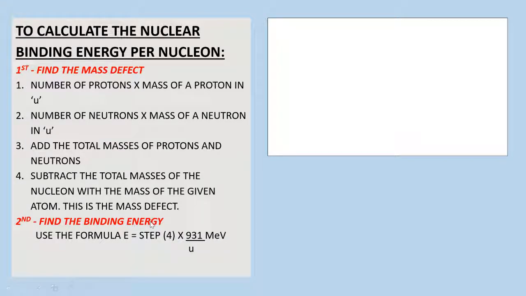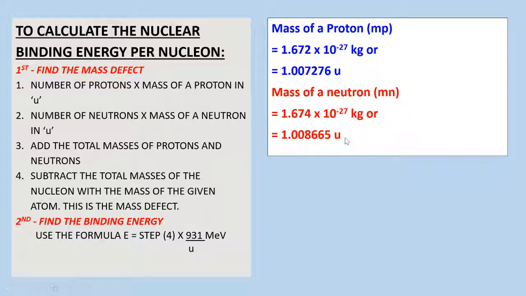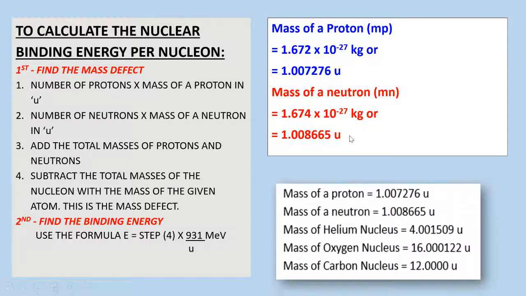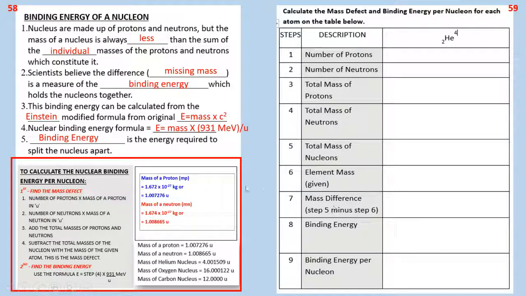Now, to find the binding energy, you need to use the Einstein formula, the modified one. Step 4, this is the mass defect times 931 MeV per U. So here is the mass of a proton in kilograms and in atomic mass unit, or U. This is the mass of a neutron in kilograms, or atomic mass unit, or U. So this is the data that we are going to need to solve two practice problems. Let's go to our first one.